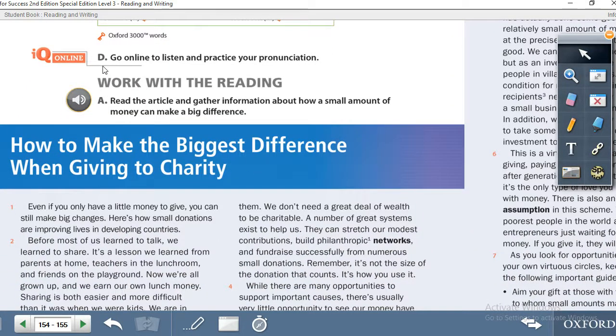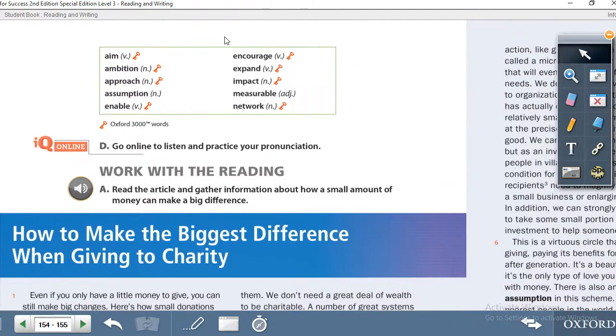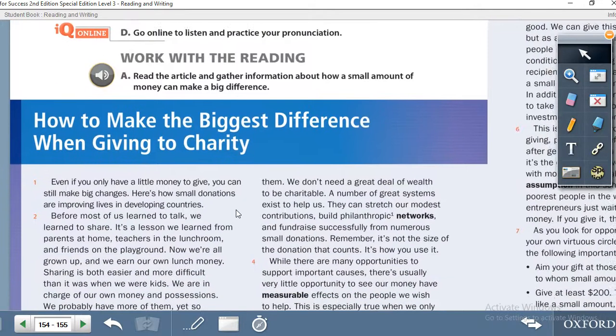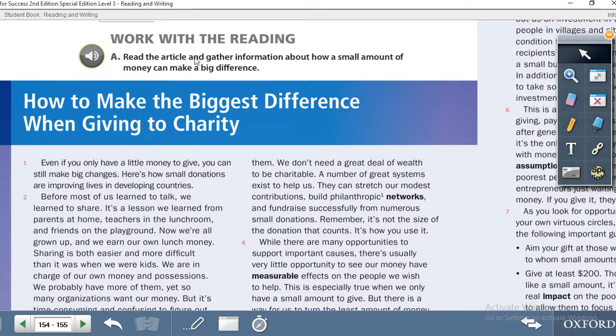Next, exercise D, go online to listen and practice your pronunciation. So you can go online on your Q Skills account to practice your pronunciation of the vocab. Next, we have work with the reading.